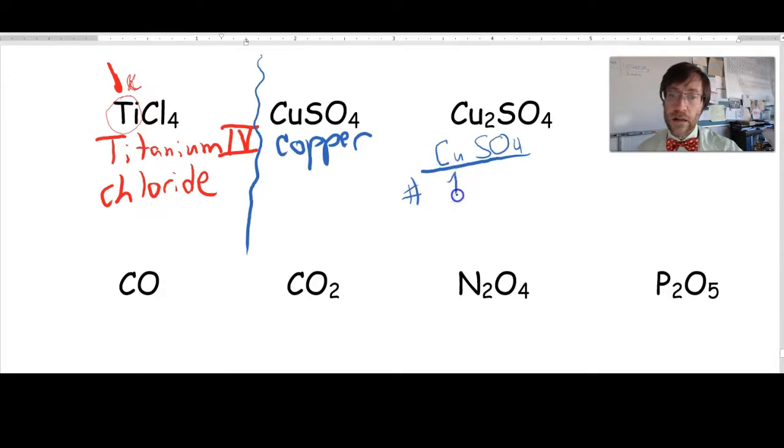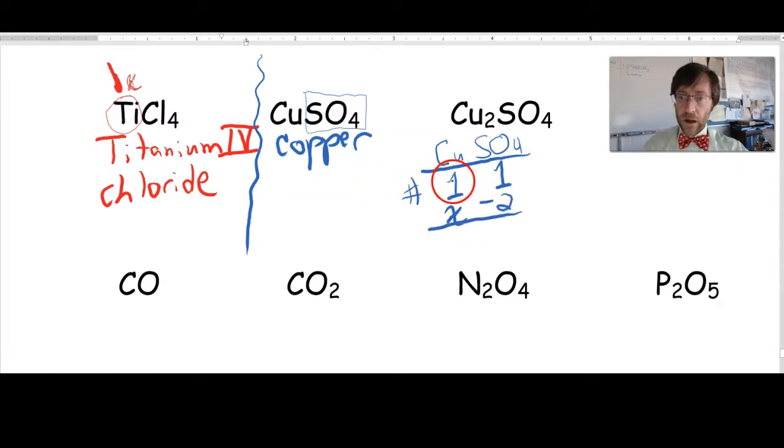I've got 1 copper. And what we saw today is that when you have a polyatomic ion, right? This is a polyatomic ion. Let's treat it like one thing. It'll save us a lot of extra work. So we're going to do 1 polyatomic ion. What is the charge of my copper? I do not know. I'm going to find out. What is the charge of SO4? I got to look that up. Turns out SO4 is going to be -2.